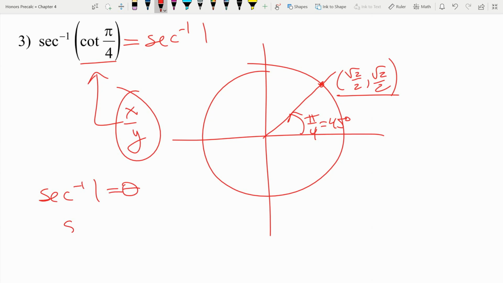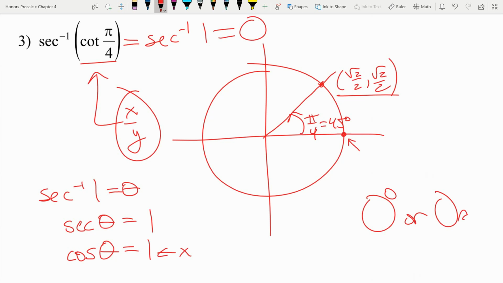So if we're trying to find secant of what angle is equal to 1, again, we think about that as the reciprocal of cosine. So I could say that's the same as saying the cosine of theta equals the reciprocal of 1, which is 1 also. So where is cosine, which again is our x value on the unit circle, where is it equal to 1? Right here. This is our only spot. So that means that angle is just equal to 0. 0 degrees or 0 radians is your final answer on that one.